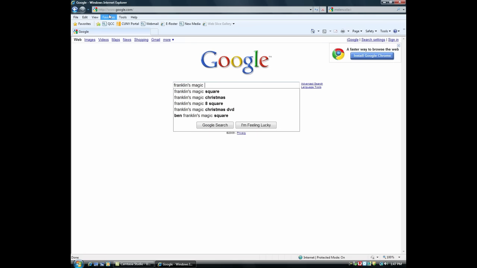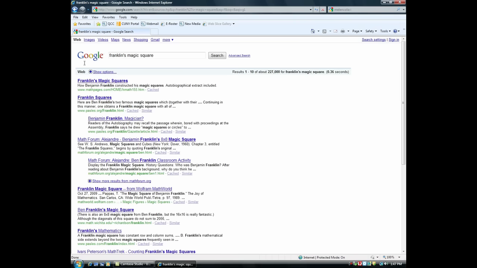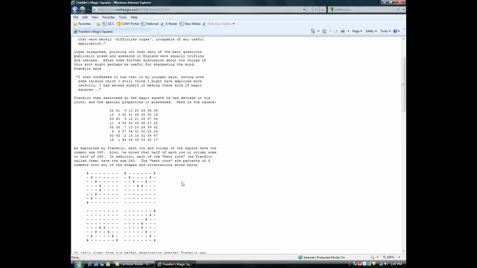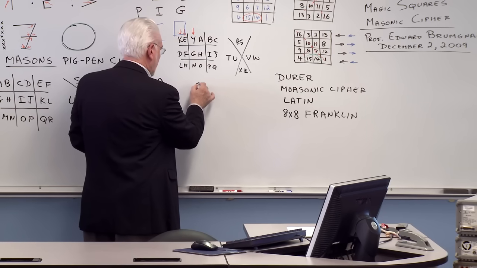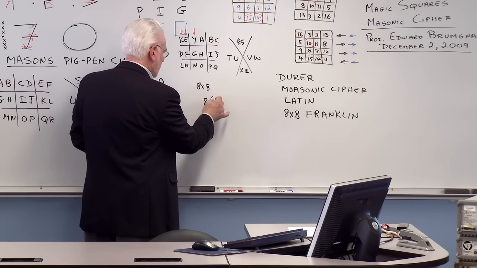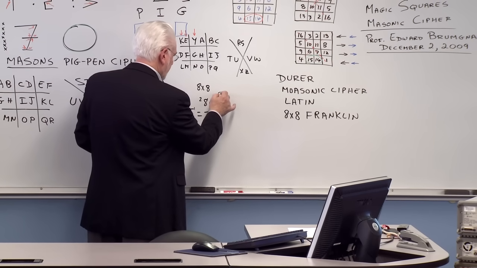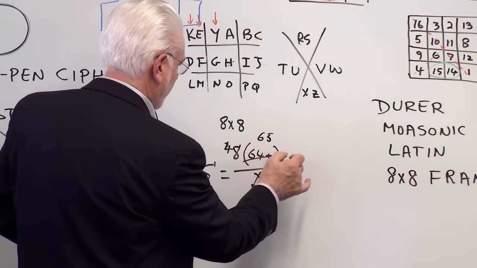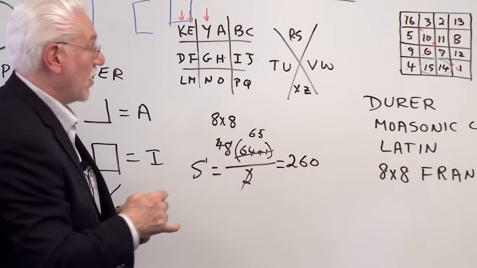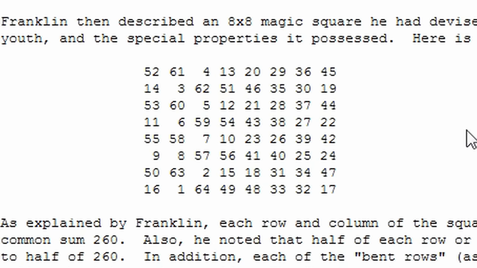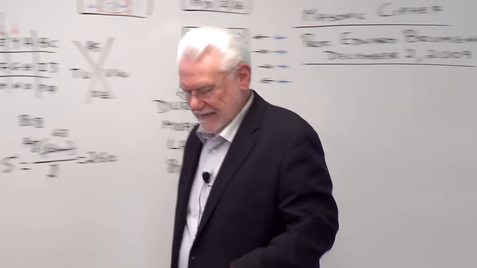And of course, we know that it's not a magic square because, you see, here is the square, but the two main diagonals do not add up to the magic sum. Now, just to see if that works, an 8x8 should add up to 8 times (8 squared plus 1) divided by 2. That's 64 plus 1, which is 65, and 8 divided by 2 is 4, and 65 times 4 is 260. So the sum of each row and each column here is 260, but the two main diagonals are not 260. So by definition, it's not a magic square.